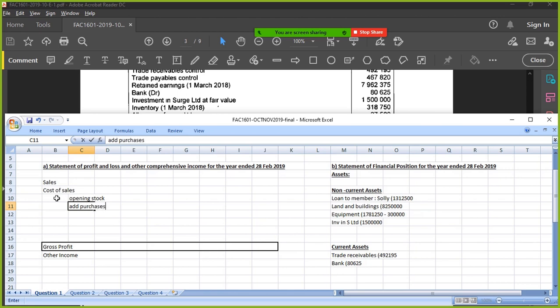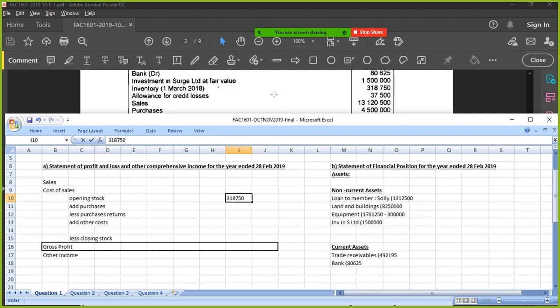Okay, so opening stock, add purchases less purchases returns, add other costs less closing stock. Okay, so inventory here, 1st of March. Opening stock is 318750. Okay, what else? Allowance for credit losses offset against your creditors.